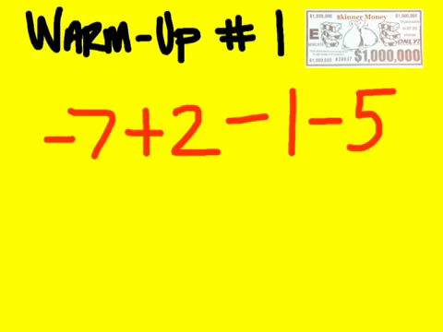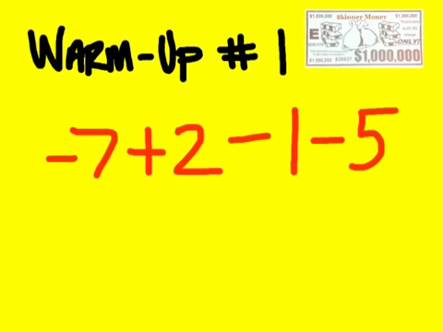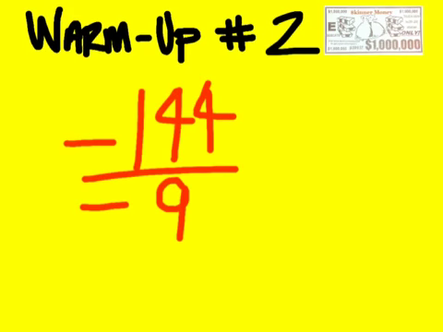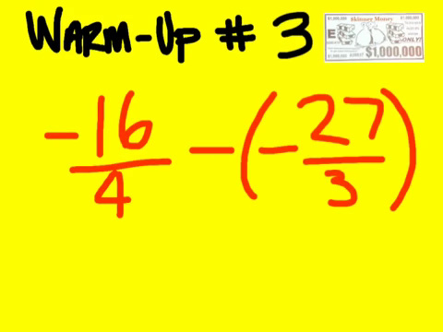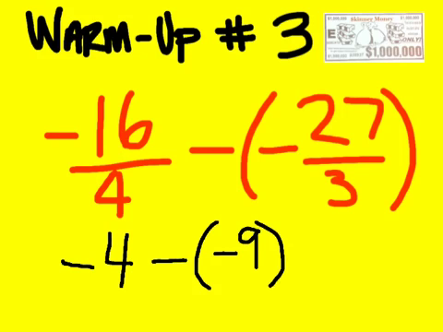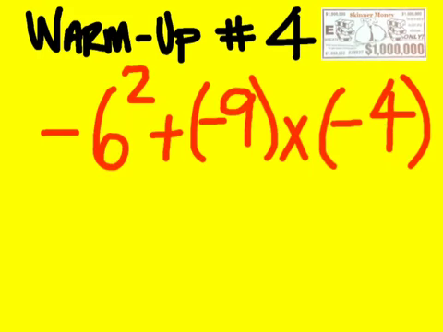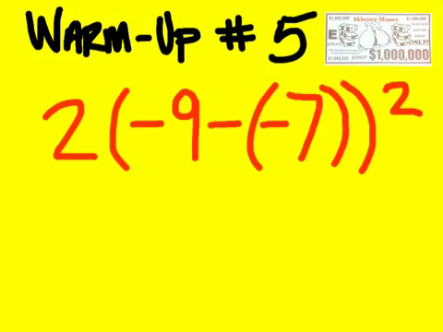Okay, we're on problem number 1. Answer for that one is negative 11. There we go. We're on problem number 2. Answer for that one was 16. Alright, number 3. For this one, negative 16 over 4 will give you negative 4 minus negative 27 over 3, negative 9. And remember, when you have a minus sign and a negative, you can change it to plus positive, and that's why you get positive 5. Alright? We're on problem number 4. Answer is 0. Number 5. Answer for that one was 8.